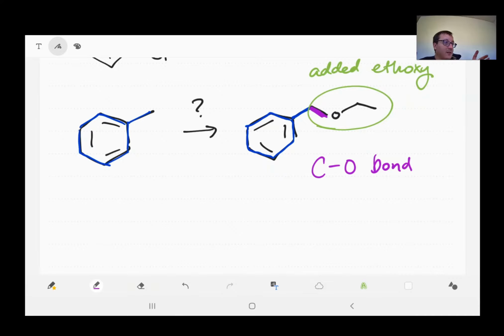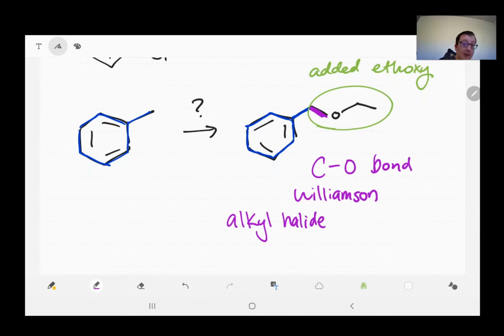So our newest bond here is carbon-oxygen. How do we make a carbon-oxygen bond? We spent a chapter on ethers. Go ahead. Say Williamson. Williamson works. That'll work. What do we need for Williamson? We need an alkyl halide and an ethoxide. Right. We could even just say, yes, alkoxide works, but yeah, we could say that. Or alcohol with base. Same thing.